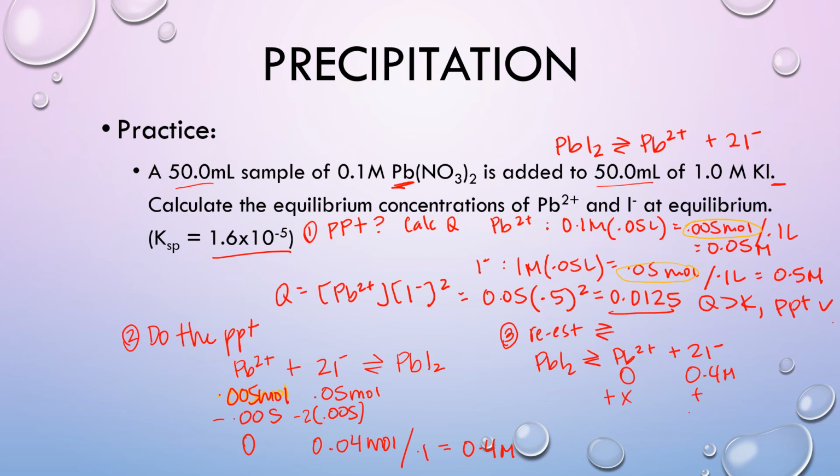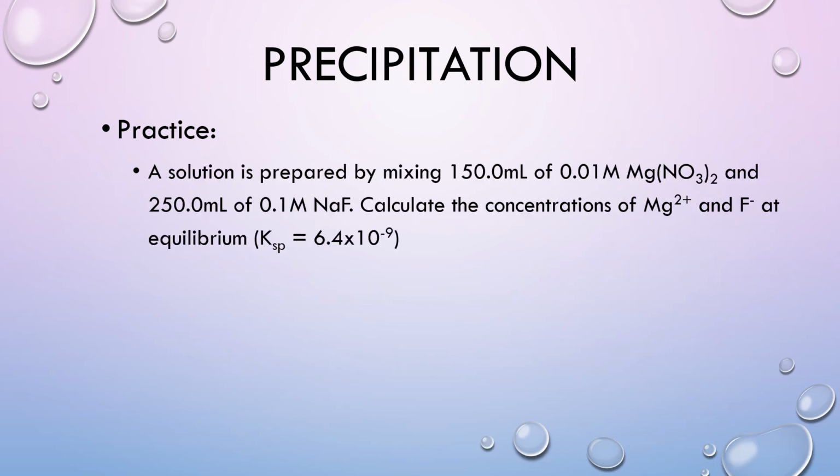So plus X plus 2X, 0.4 plus 2X. Because K is so small, I can ignore that change in X. So I have X times 0.4 squared. So X equals 1.0 times 10 to the negative 4. And so that is my concentration of lead. And then 0.4 is my concentration of iodine. So we'll do one more practice.